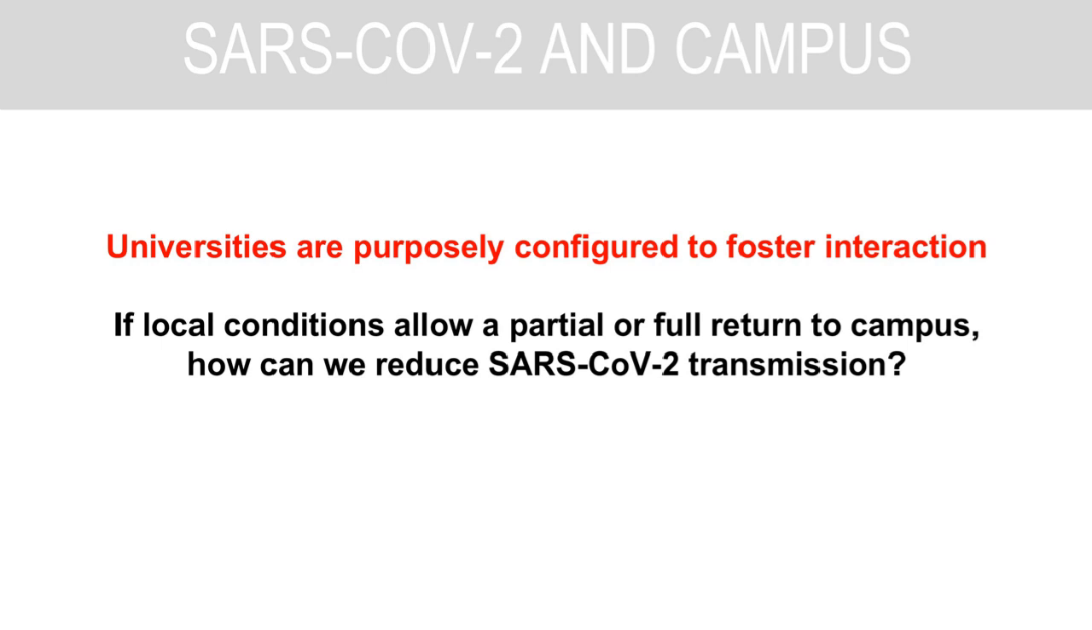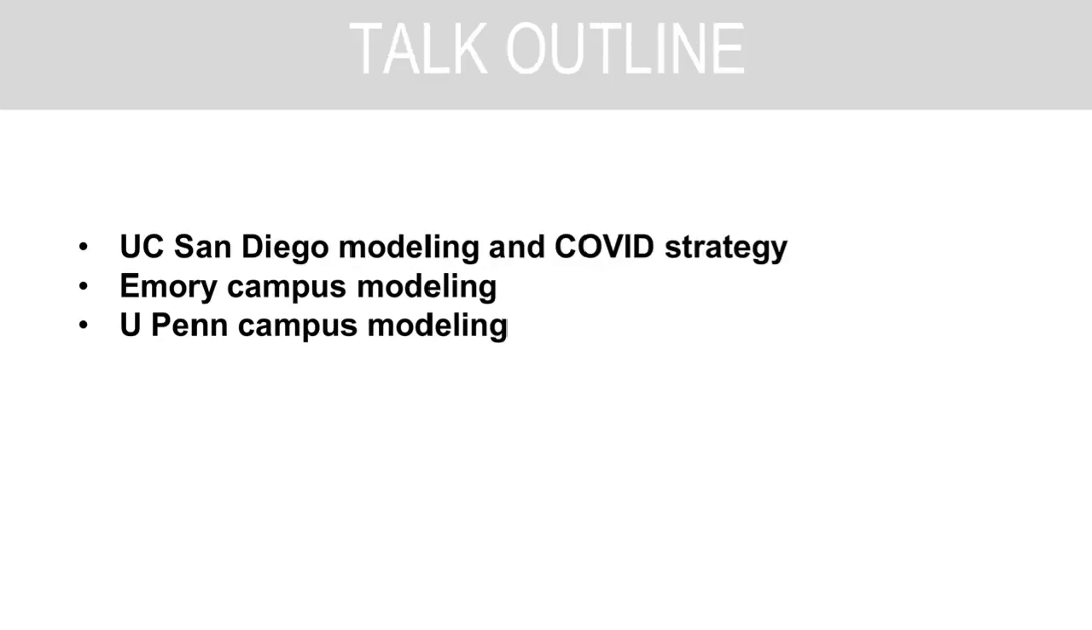And so the question is that we have an ongoing COVID pandemic, and yet there are places where the local situations may allow for a partial or full return to campus in the fall. And we want to know how we can best reduce SARS-CoV-2 transmission and facilitate a safer return, acknowledging that any amount of interaction provides some risk, but we want to reduce that risk as much as possible.